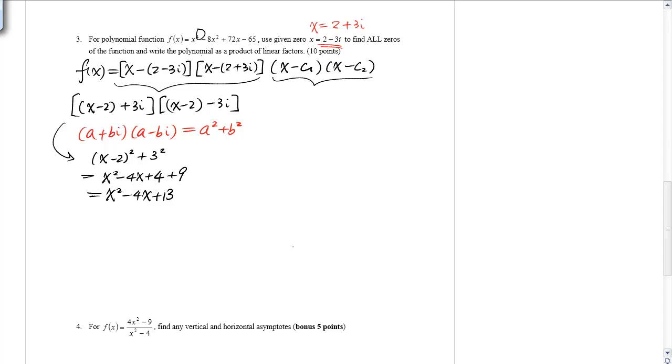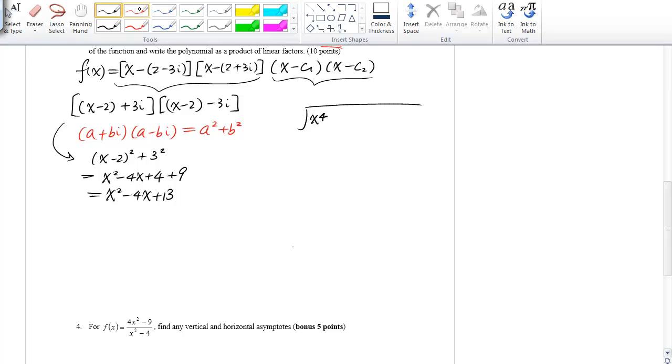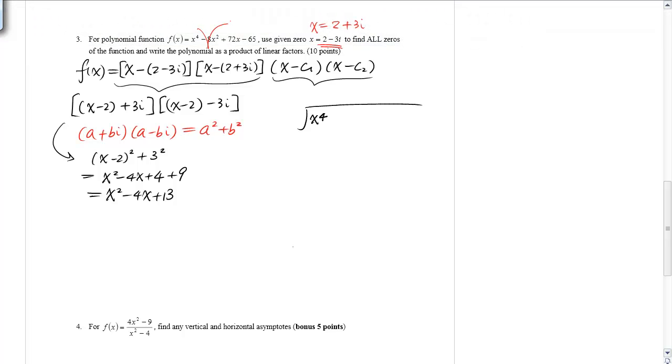Next, we're going to divide the original function by this product, using long division. So we have x to the 4th power. Keep in mind that you need to account for all terms. In this case, you have a missing x to the 3rd power term, so you have to fill in a 0 as the coefficient for it. Therefore, we have x to the 4th power plus 0x to the 3rd power minus 8x squared plus 72x minus 65, divided by x squared minus 4x plus 13.